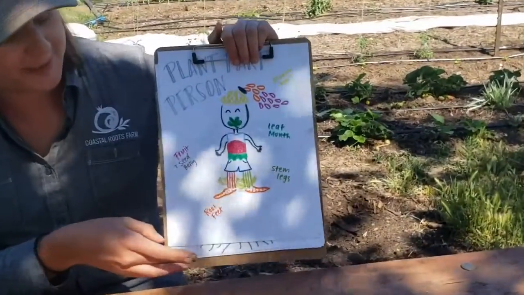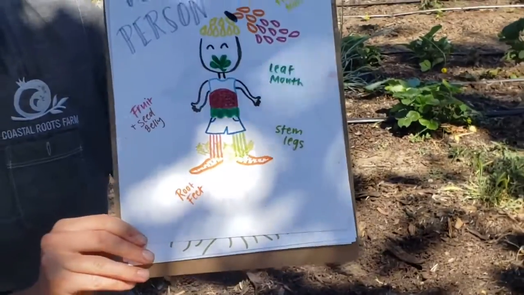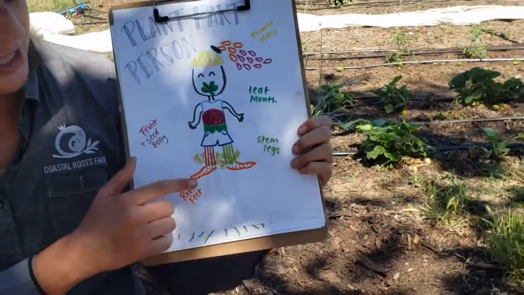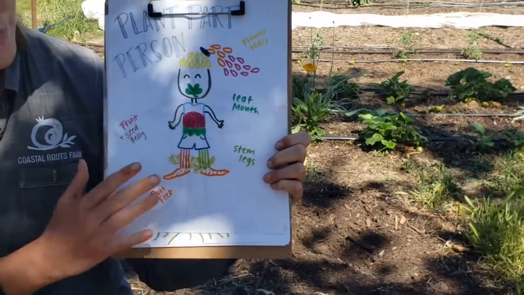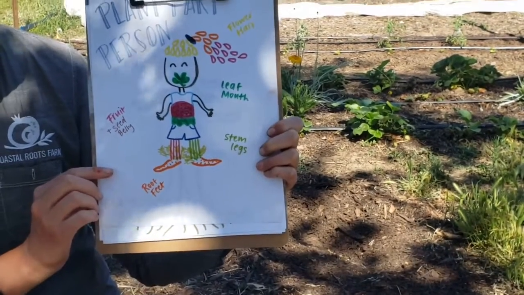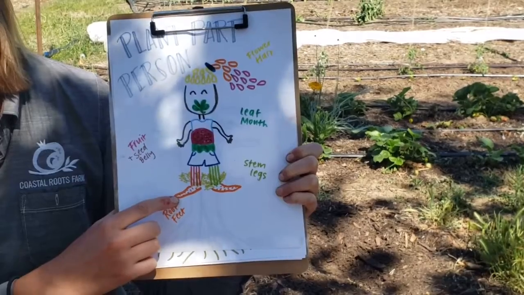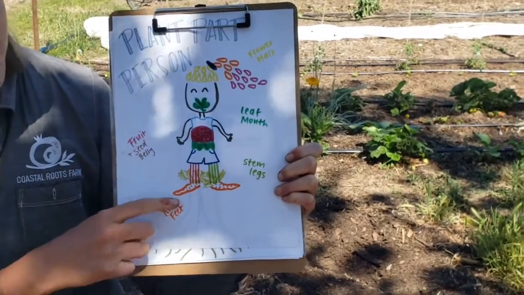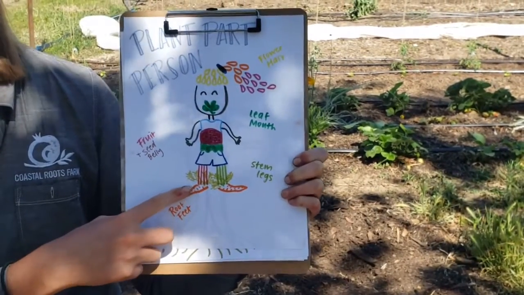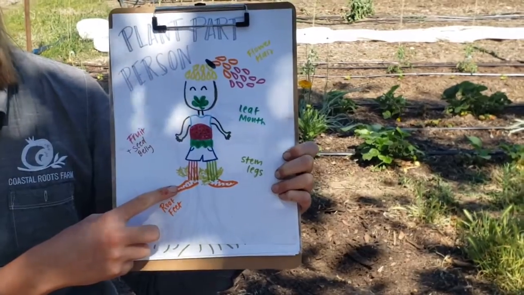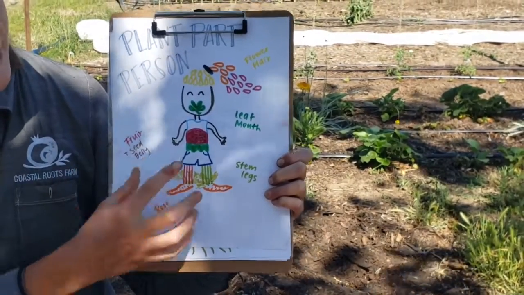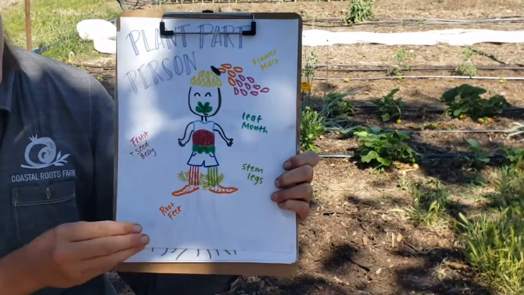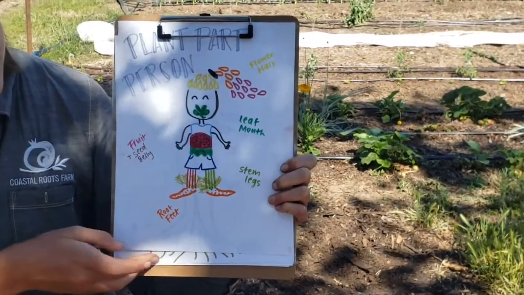So this is our first example, and as you can see in this example, I actually used specific fruits and veggies to represent each of the different plant parts. I talked about those roots keeping us grounded just like our feet. Well, I drew some carrots down there as feet. So you could have specific fruits and veggies representing each of the different plant parts.